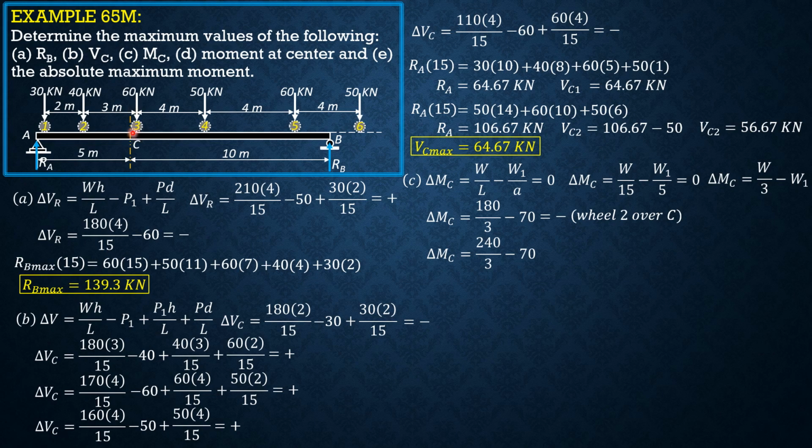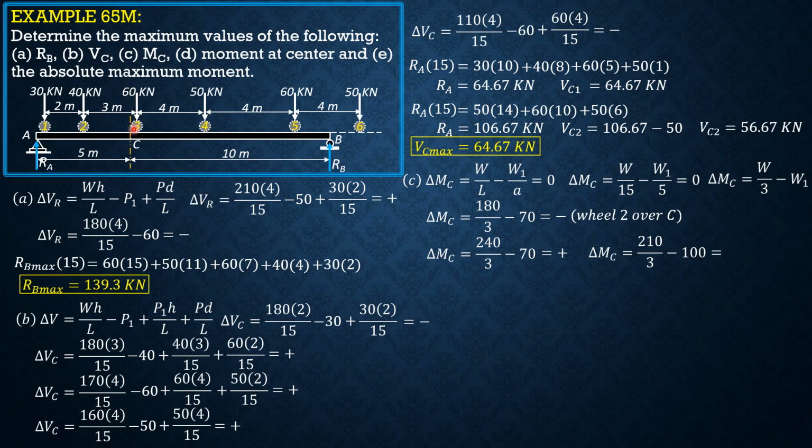When load 3 is just to the right of C, then W would change. This is part of W. Ready? So 70, 130, 180, 240. But W1 is 30 plus 40 only because load 3 is just to the right. So definitely it will give us a positive value. So 240 over 3 minus 70, 30 plus 40, it's positive.